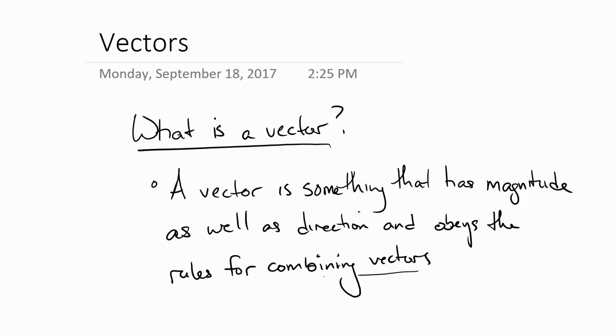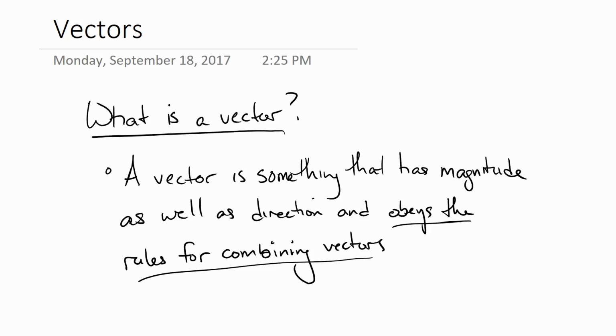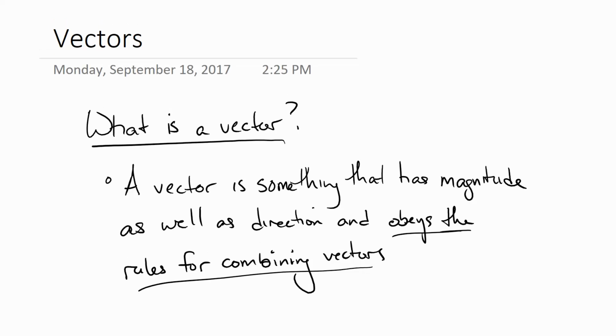This kind of nonsense comes up all the time in math. You get a thing that obeys the rules for being a thing. It's like, oh, that's helpful. So we're going to talk about the rules for combining vectors for a while, but before we get into that, let's think of what kind of things we're used to thinking of as vector quantities.